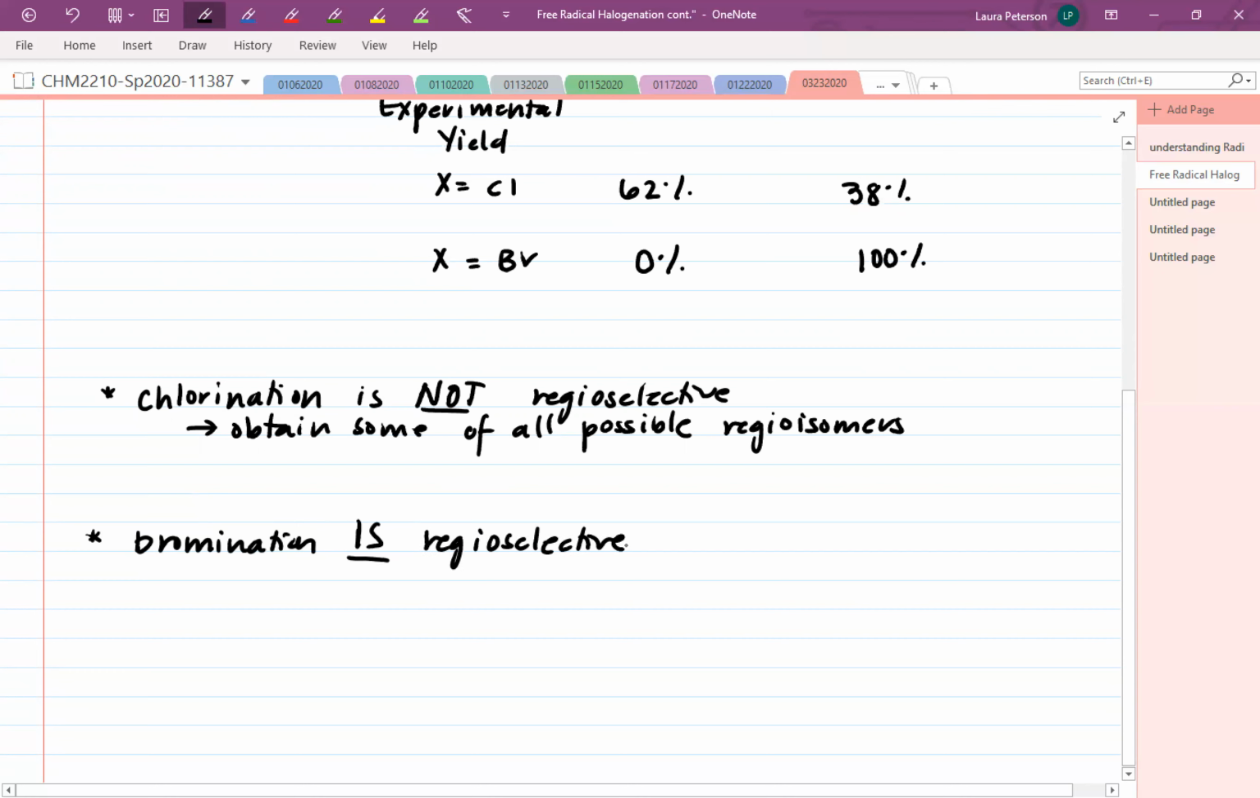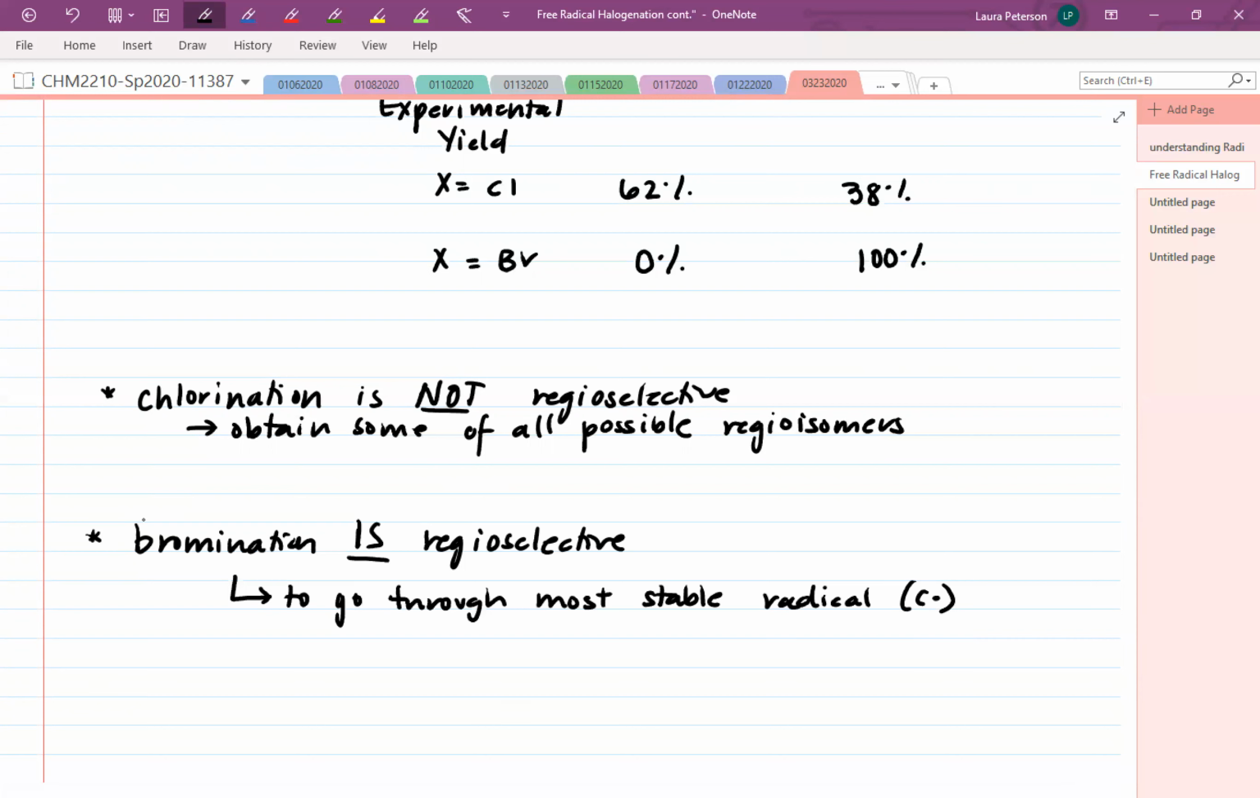Okay, and it's regioselective to go through the most stable radical. And we're talking about the carbon radical here. So essentially in bromination, when we form the bromine radical in the initiation step, in the first propagation step, that bromine radical is going to remove a hydrogen in such a way to form the most stable carbon radical possible. For the chlorine radical, it can remove any of the hydrogens really.